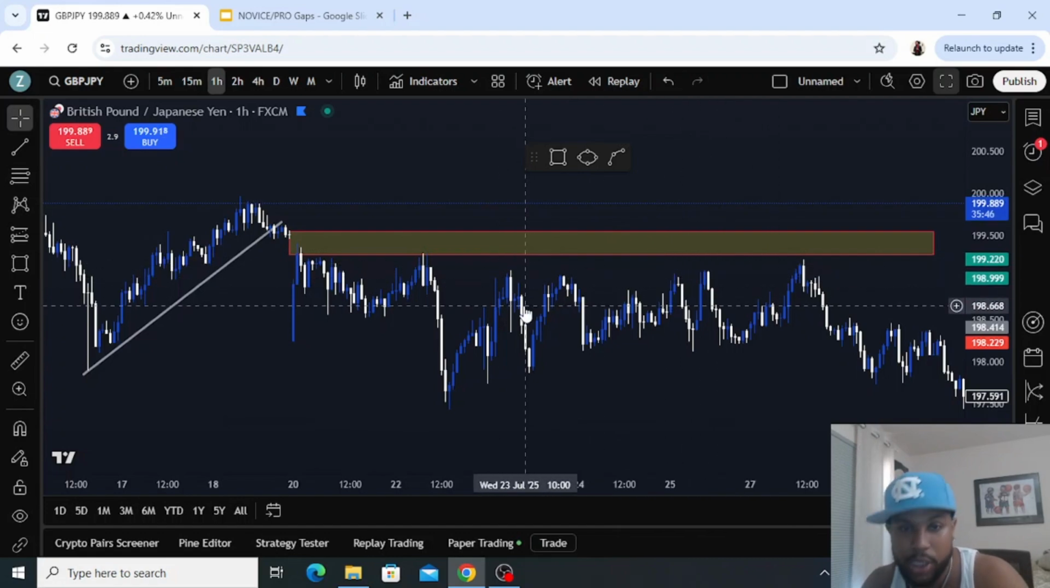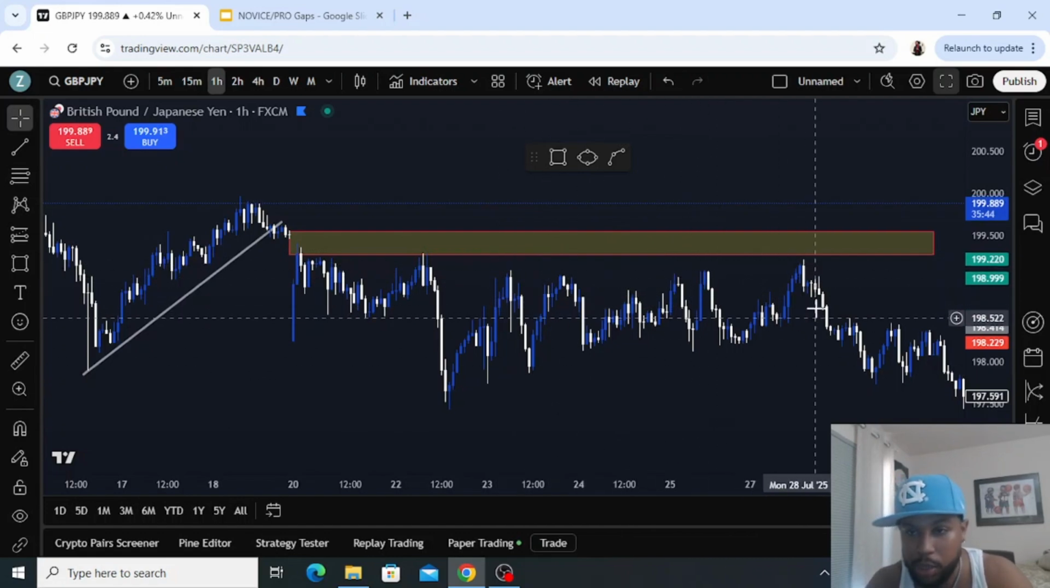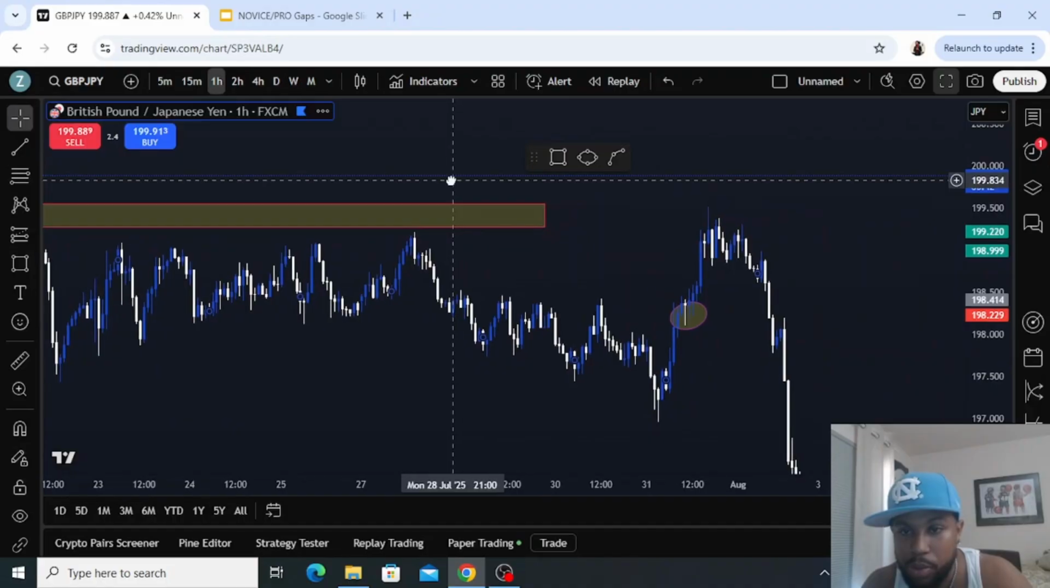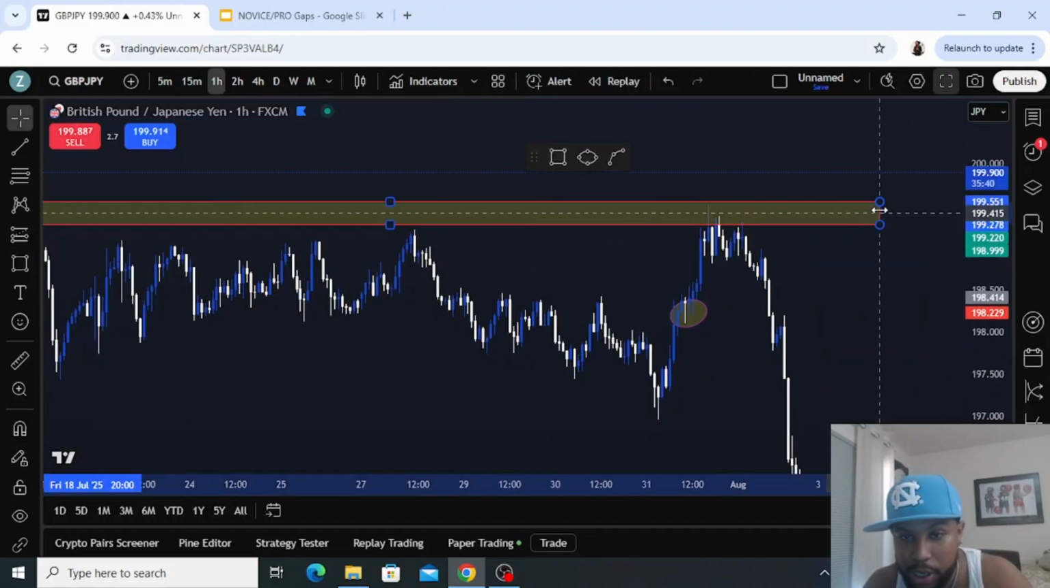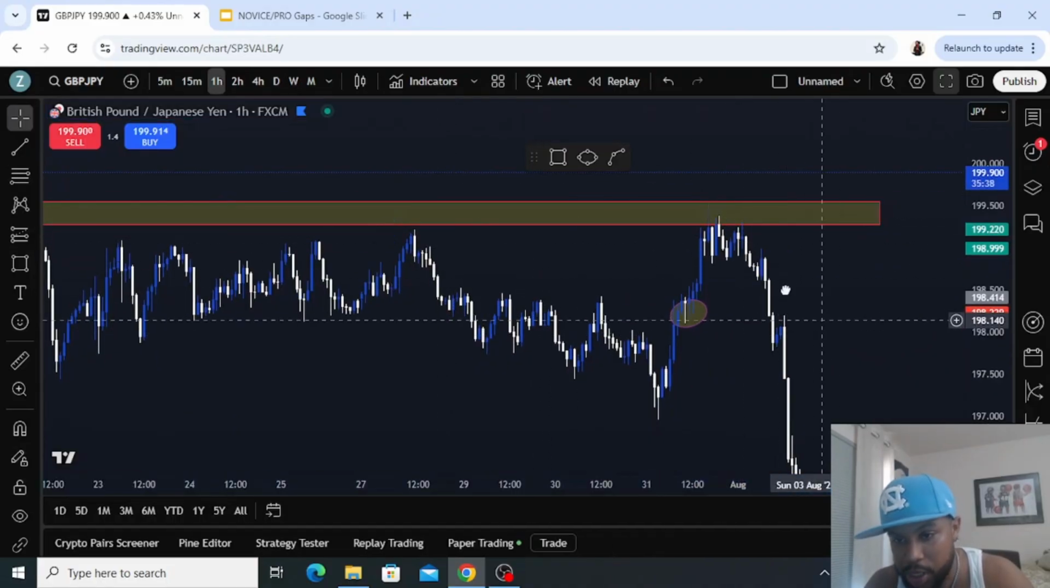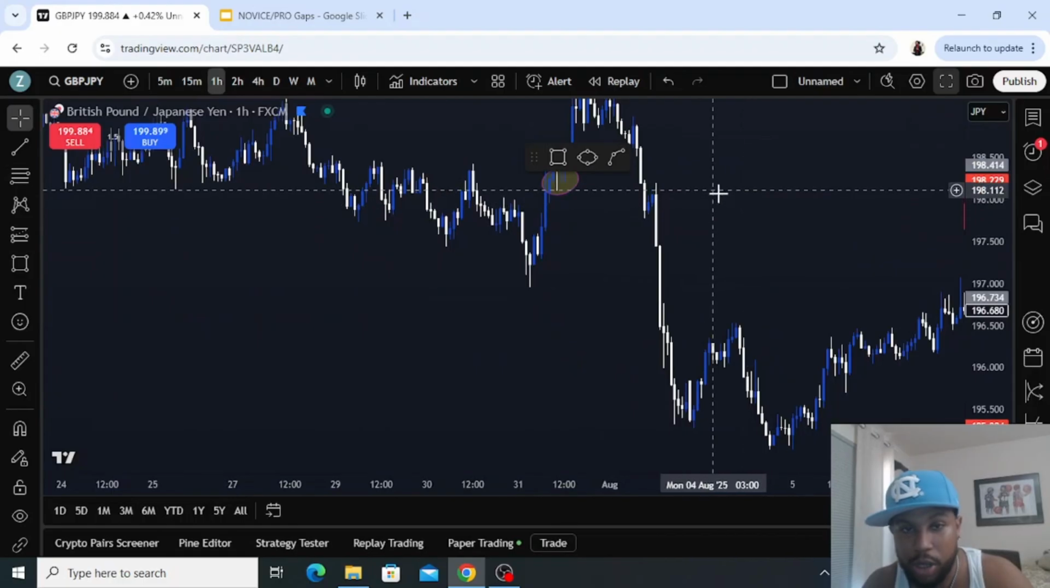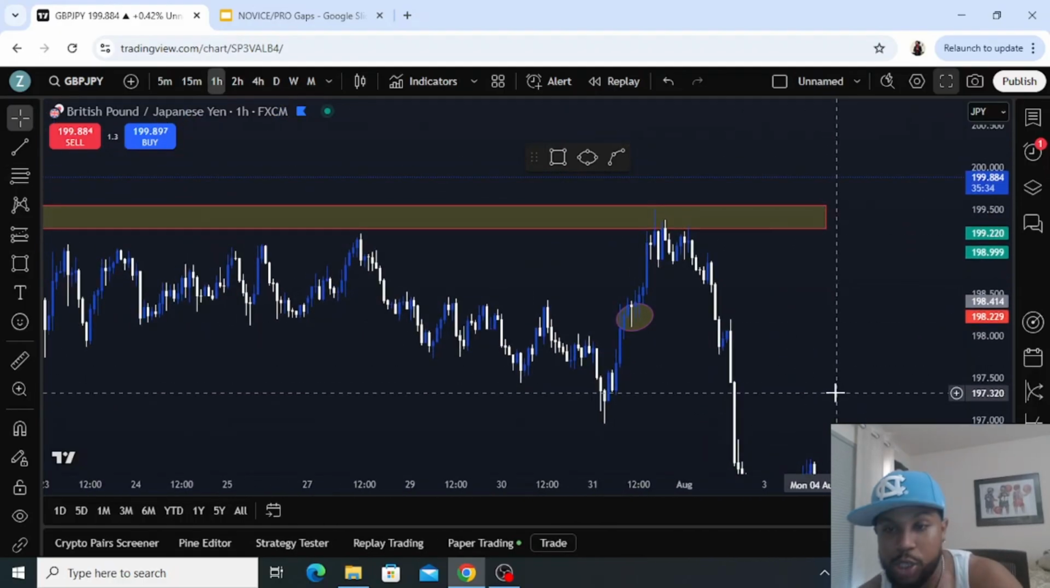And we have rejection again, and you can keep selling it and getting profit until it eventually breaks, right? Even over here, it doesn't break. It still comes back up and rejects, and you got huge sell potential, all right? But that's a professional gap. Now let's go ahead and look at a novice gap.